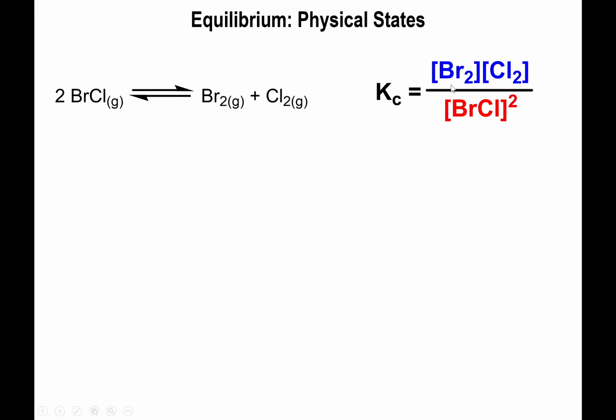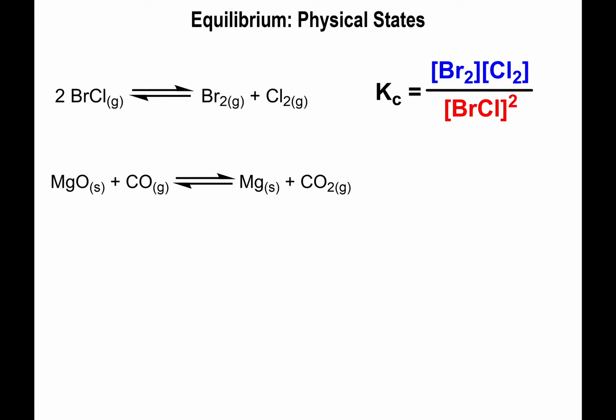And the reason we're including Br2 in this expression is because it's currently present as a gas in this particular reaction. And for that to happen, that means that the temperature has to be slightly higher than room temperature, for you to actually have Br2 in the gas phase.